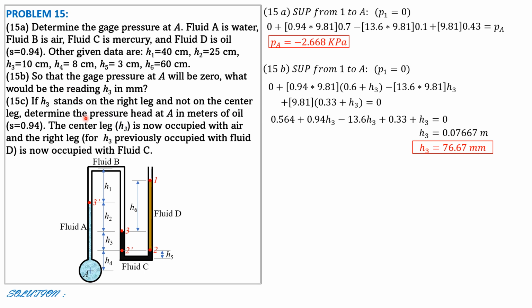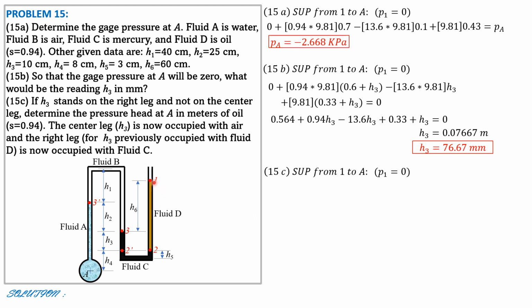Then part C. The mercury here is replaced with water, and this is now mercury on the right leg. To solve for the pressure head at A in meters of oil of specific gravity 0.94, we first solve for the pressure at A. We will not draw another figure. We just imagine that this is now mercury, fluid C, and this is now air. So sum up pressure from 1 to A.